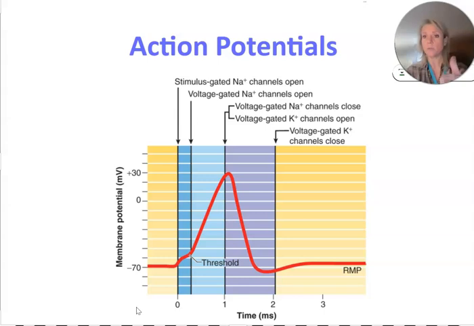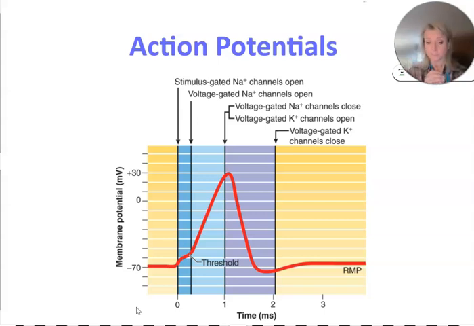But now by the time we reach positive 30, they're open all the way. So now our potassium ions are going to rush out of the cell. They continue rushing out through the purple part of the graph. And they even are going to have more time to rush out because, again, those potassium ion channels are going to close very, very slowly.